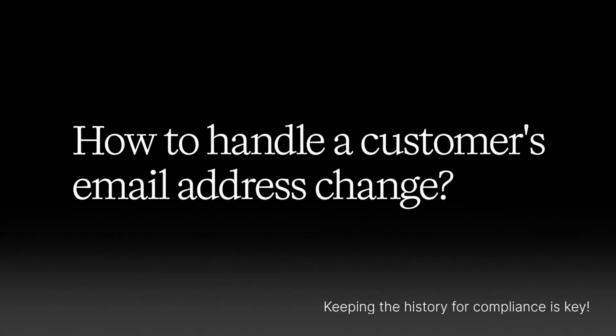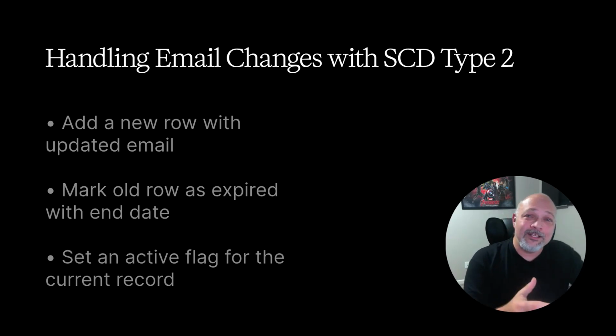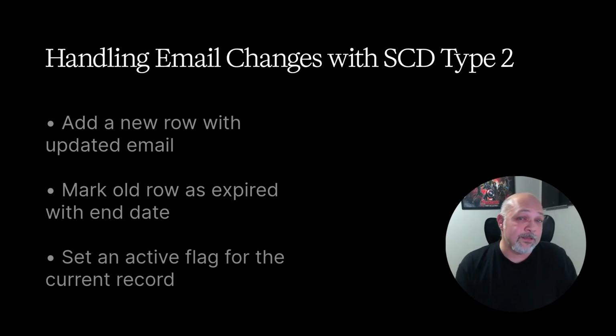Here is your first real-world interview question. Recently, I've asked this in an interview. How would you handle a scenario where a customer's email address changes, but you need to keep the history of old addresses for compliance? I'd use a type 2 slowly changing dimension. I'd add in a new row with the updated email, mark the old row as expired with an end date, and set an active flag for the current record. That way, I could query the table for both current state and historical states when needed.